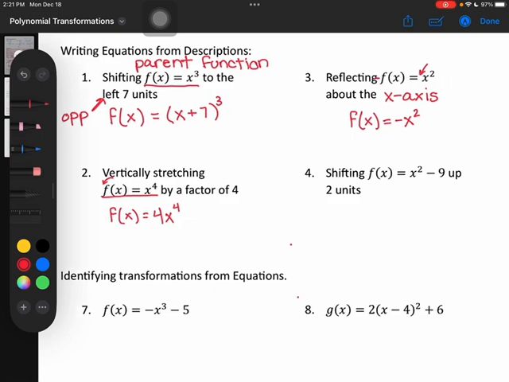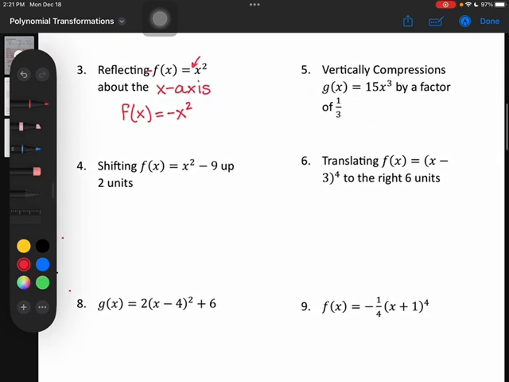Perfect. And then for 4, it says we are shifting this function that we already know. We're going to shift it up 2 units. So if it's going up 2 units, we know this part has already moved it some type of way. So we're going to add 2 to this number to shift it up. So f of x equals x squared, and then negative 9 plus 2 would make it negative 7. So we don't just have to transform parent functions. We can also transform functions that are already there.